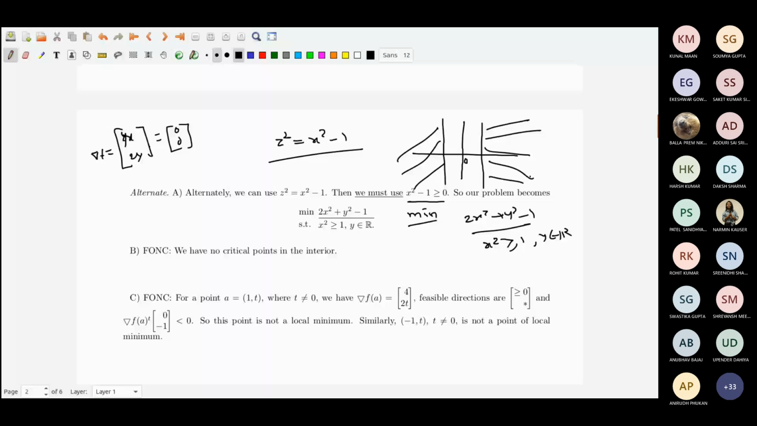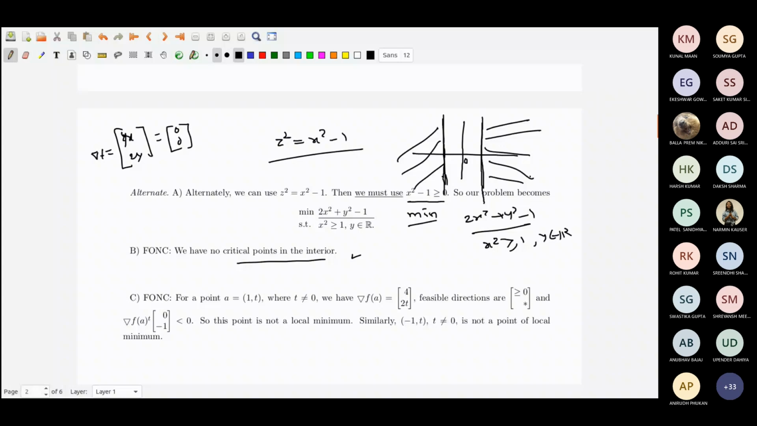Okay, no critical point. I do not have any critical points in the interior. Fine, no problem. That is enough. Next, I have to test the boundary points. The boundary points are what? The lines x equal to 1 and x equal to minus 1. I will have to test them.